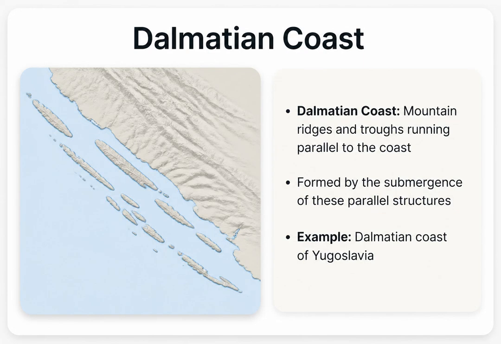Another fascinating submerged feature is the Dalmatian coast. This occurs in areas where mountain ridges and valleys run perfectly parallel to the ocean. When the area is submerged, the valleys flood to become long, narrow channels of water, while the mountain peaks remain above water as chains of elongated islands. The coast of the former Yugoslavia is the namesake for this unique geography.